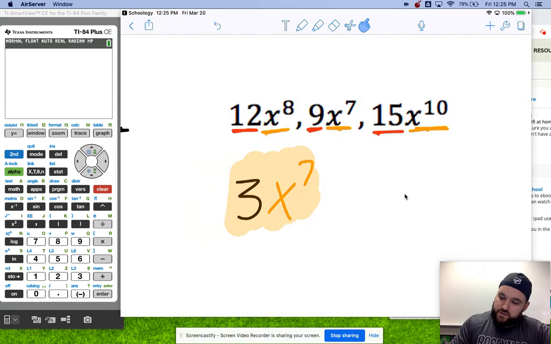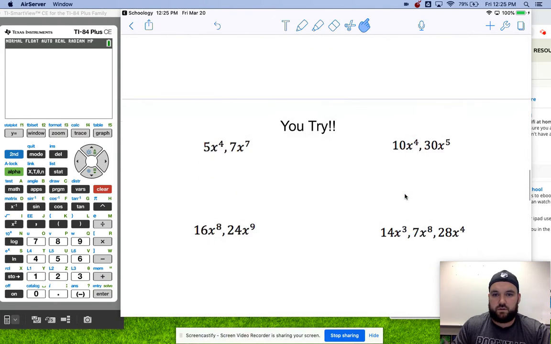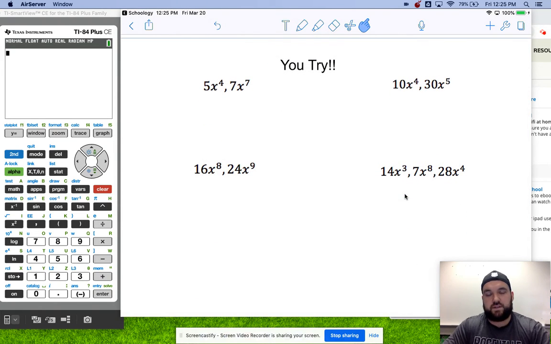Okay, so that's the idea with GCFs, or greatest common factors. Okay, go ahead and pause it real quick, see if you can find the GCF of each of these 2 or 3 terms using variables as well.